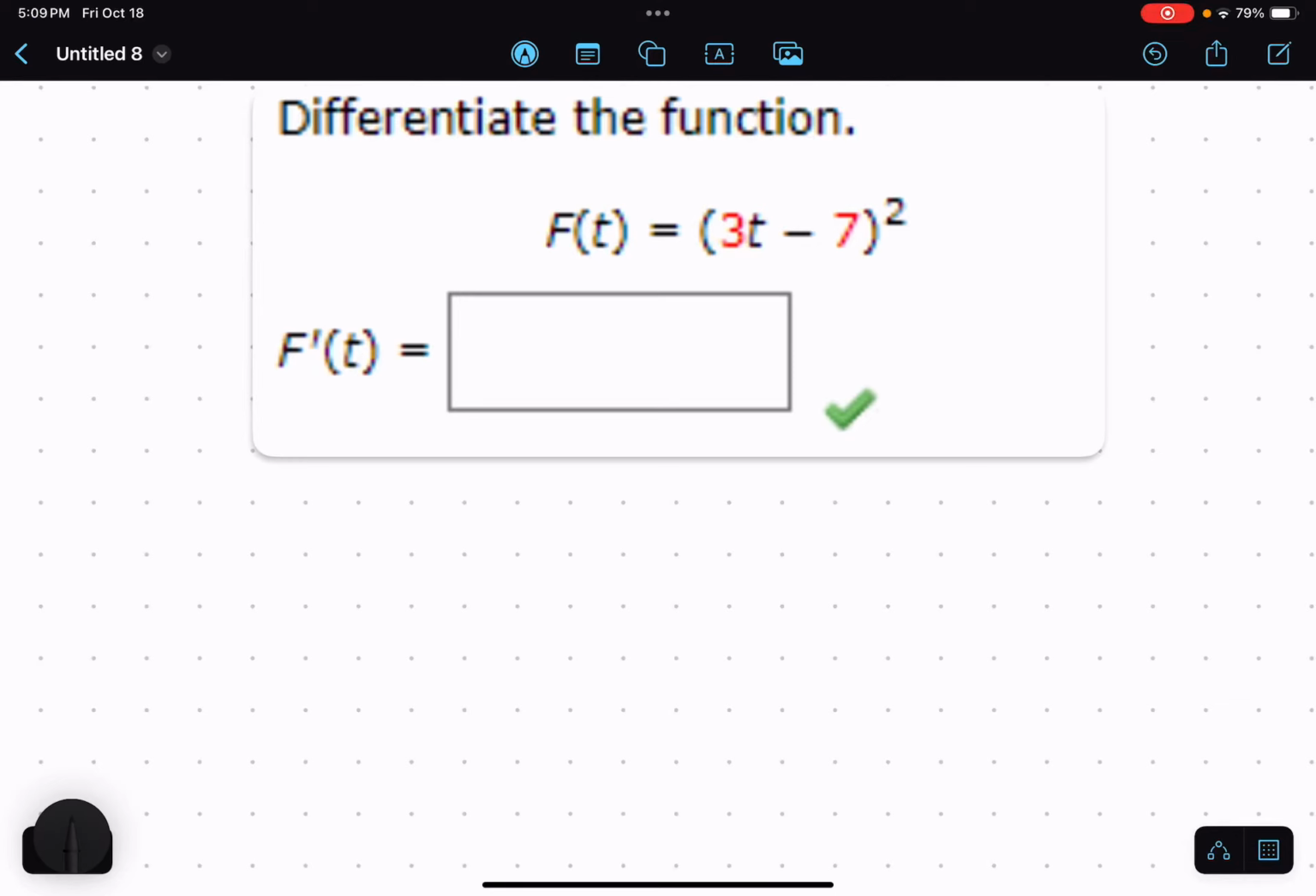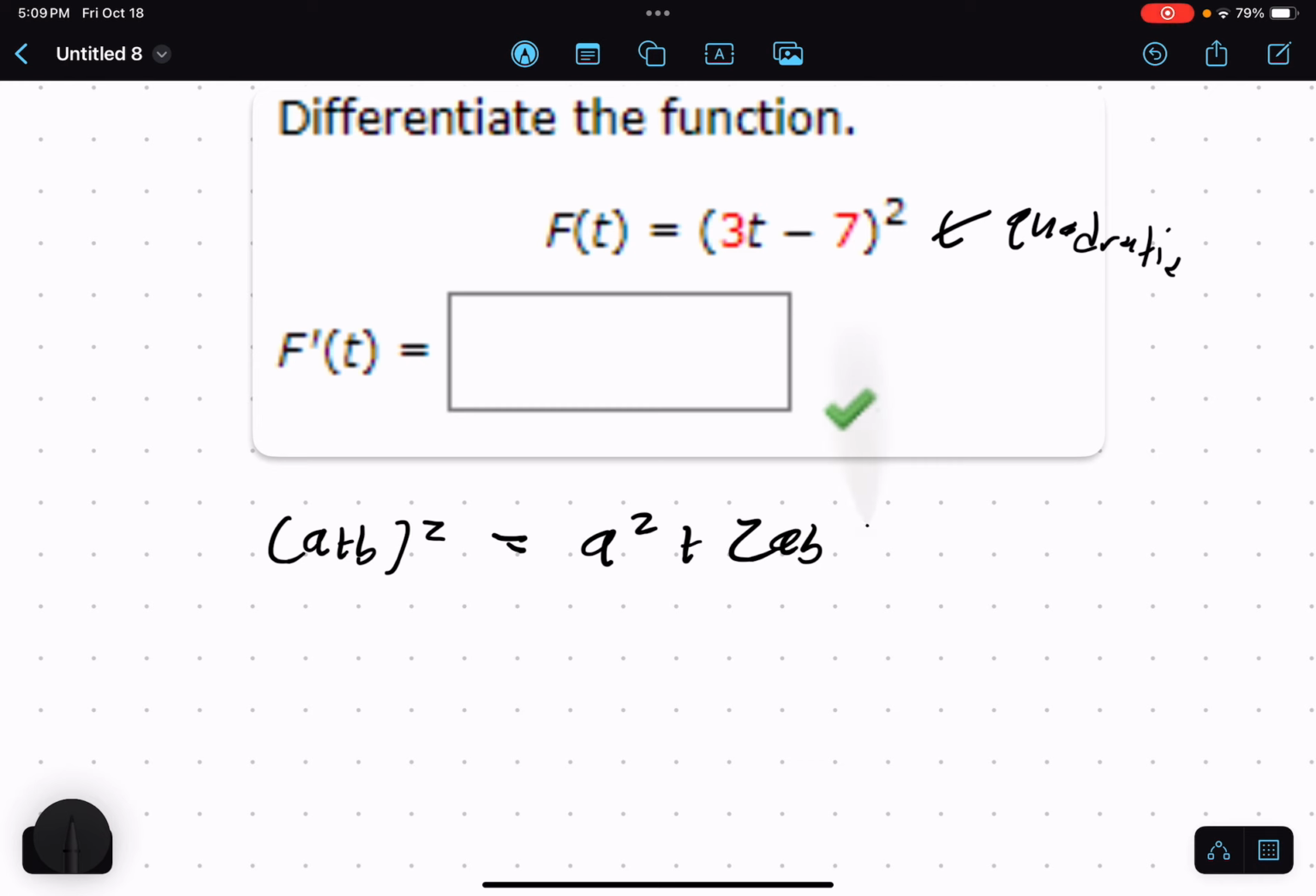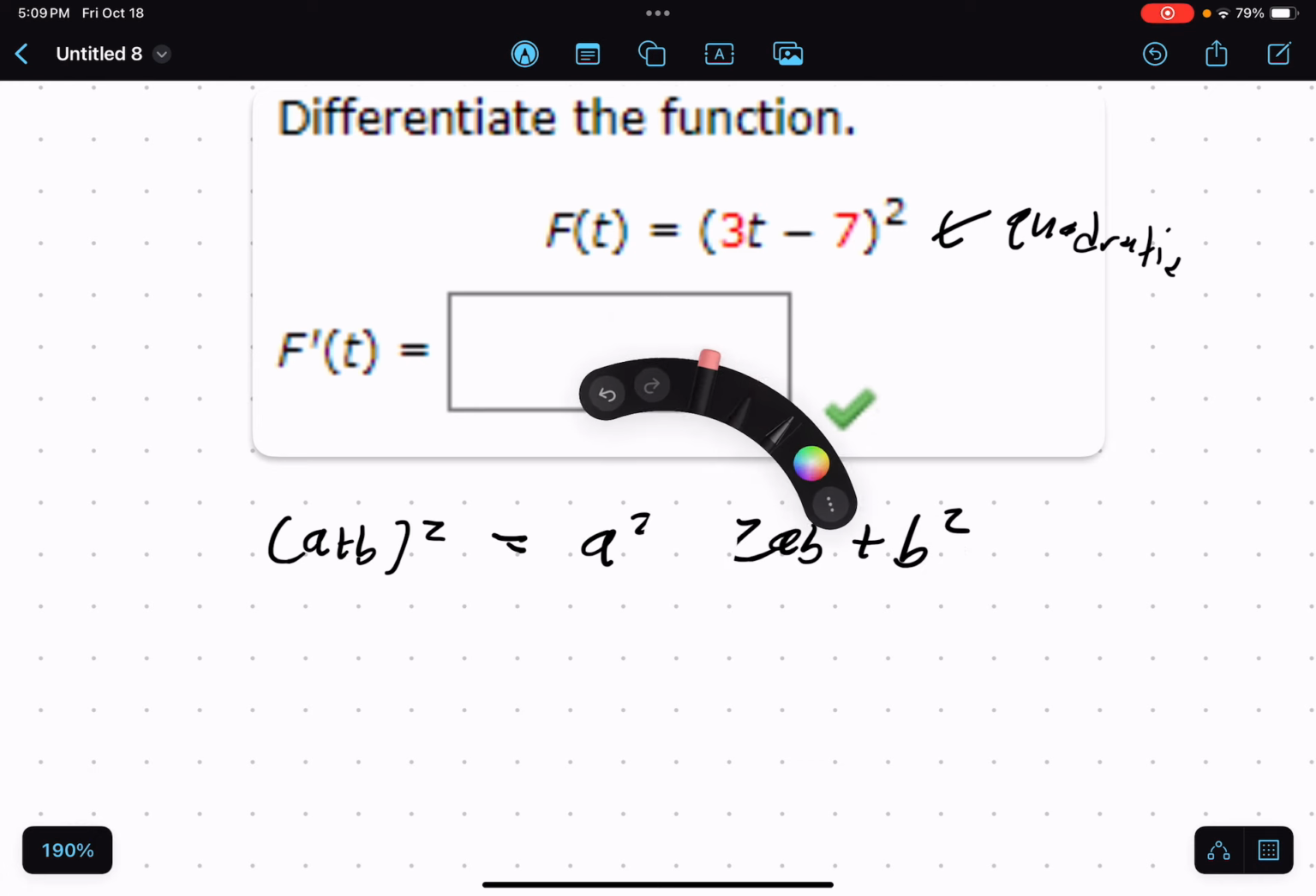So this is how you differentiate a function. When you look at the function over here, we can determine this is a quadratic function, which means that we have to use the formula (a - b) squared is equal to a squared minus 2ab plus b squared, okay?